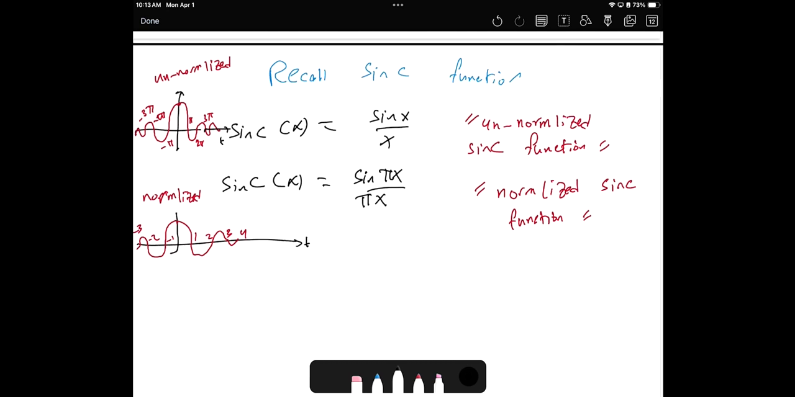Keep in mind, in MATLAB, they are using the normalized sinc, which is whenever you say sinc of x, this means sine pi x over pi x. That's the MATLAB. So the sinc function inside the MATLAB tools will be based on the normalized, which is basically the intersections at 1, 2, 3, negative 1, negative 2. So keep in mind, it will be pi x, not x.